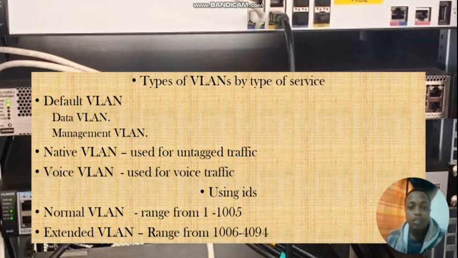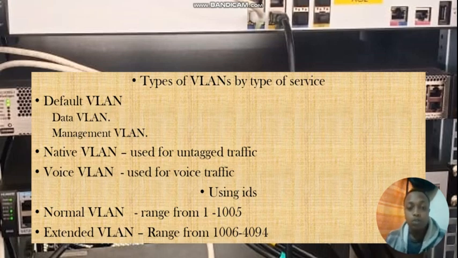Now, types of VLANs according to the IDs or the numbers that you can give to these different VLANs. We have two types. We have the normal VLAN that ranges from VLAN 1 to VLAN 1005, and these are basically the normal VLANs that you would need for your corporate or enterprise use, and you could have a maximum of 1005 different VLANs in your network.